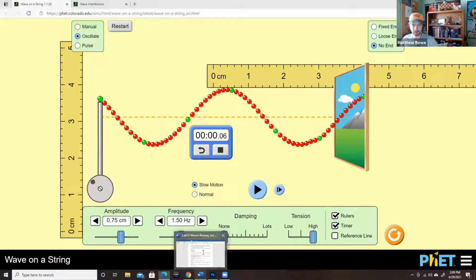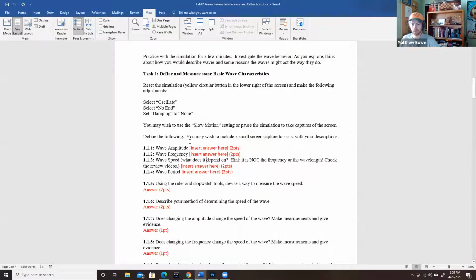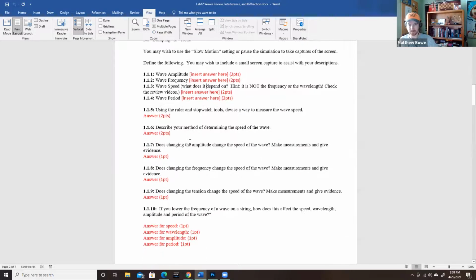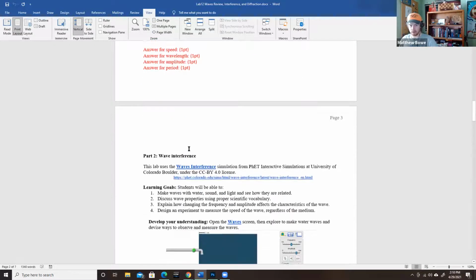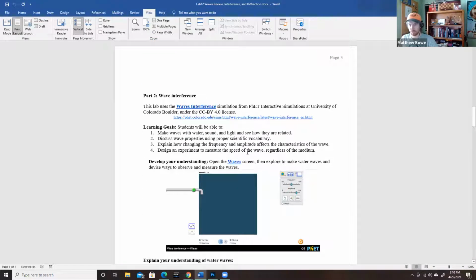All right, so we have a good way to do that. Pretty much this first part is all review on waves. So that was a wave traveling through a string. Let's look at then a wave maybe in water. So that's going to be this next part.